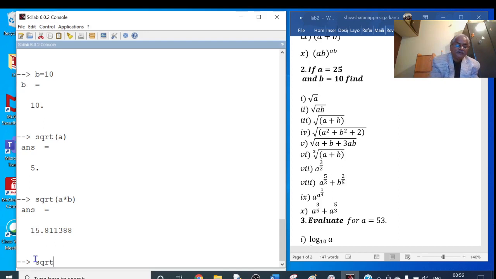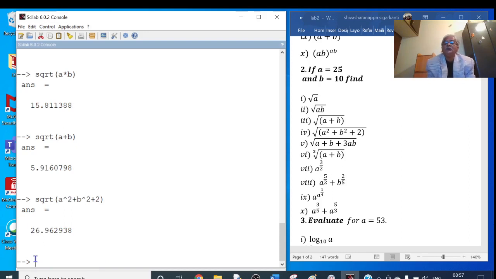Next, square root of a plus b. Again sqrt, open bracket, a plus b. Enter. So this is the value of square root of a plus b. Next one is square root of a square plus b square plus 2. Open a bracket, within that bracket we write a cap 2 plus b cap 2 plus 2. Close the bracket. Press enter button. This is our square root of a square plus b square plus 2.